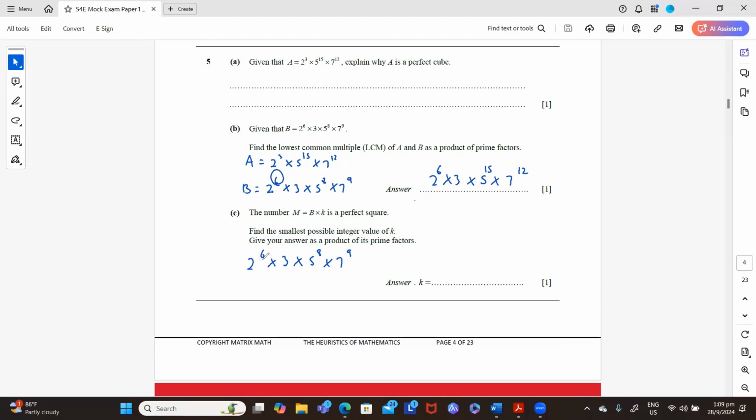So for it to be a perfect square, your powers must be even numbers. So this is 1 and this is 9. So multiply with 3 to make it 3 to the power of 2. Multiply with 7 to get you 7 to the power of 10. So they are all even numbers, meaning it's a square number. So k is 3 times 7, which is 21.